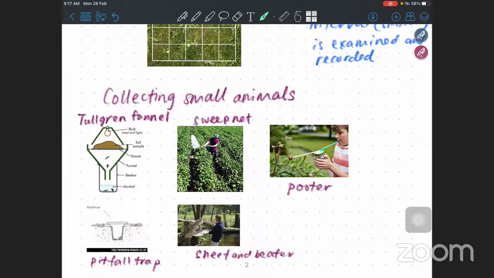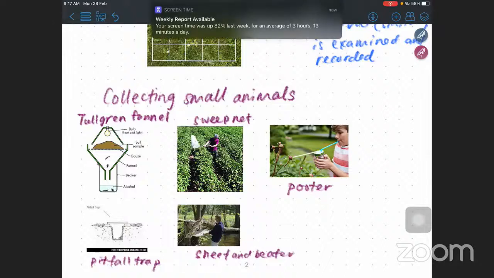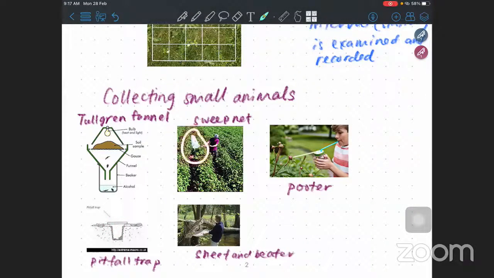And another one will be the pitfall trap. You can see this is not so small, it's a big one. The small animals fall into the pitfall. And we may use a net also. With the net you can catch the small animals by just sweeping it, using a sweep net. This is especially helpful on the grass.